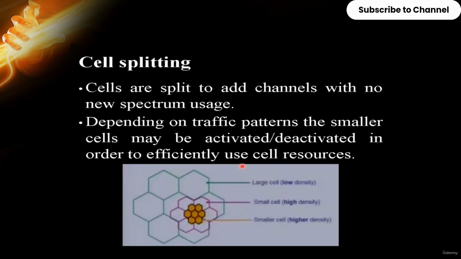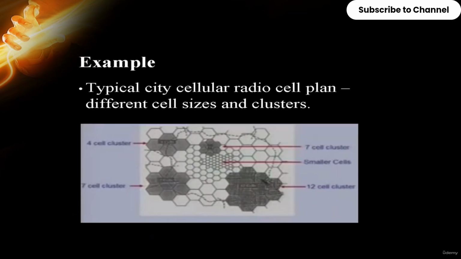So the first is a larger cell, the second is a smaller cell, and the smallest cell is inside the cell. So larger, small, and small. An example is a city. A city can be planned as a radio cell plan. Different cell sizes and different clusters are utilized.